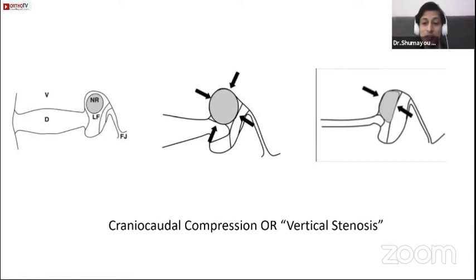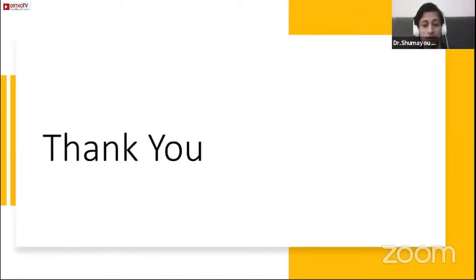The other type of foraminal stenosis is vertical stenosis. In this, the patient will lose disc height, and the disc will then flatten out, causing the superior articular process to push up into that foraminal canal and result in a squeeze of the nerve root space. So these are two very clinically important points. And with that, I conclude my talk on the nerve root orientation in the foramina and the innervations of these joints.